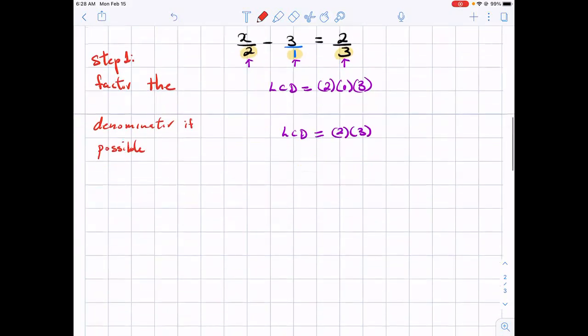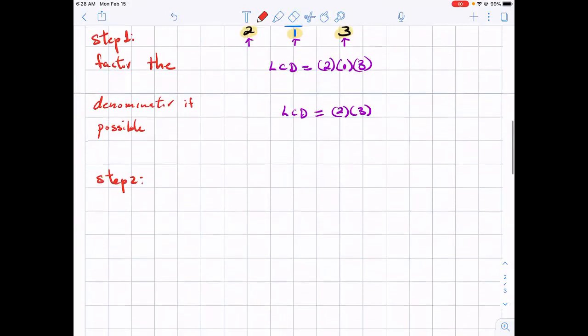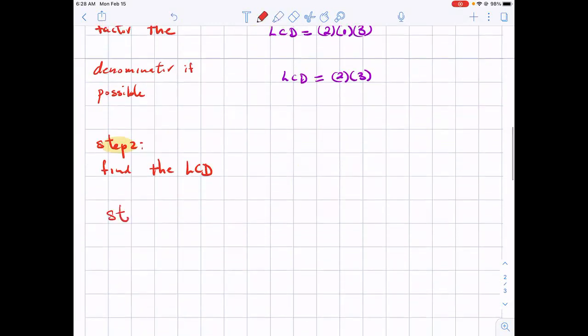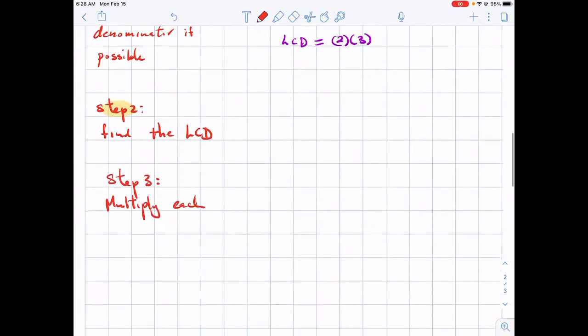Yeah. And then step 2 is to find the LCD. So here's your step 1, here's your step 2, which we did. And then step 3 is to multiply each term by the LCD.